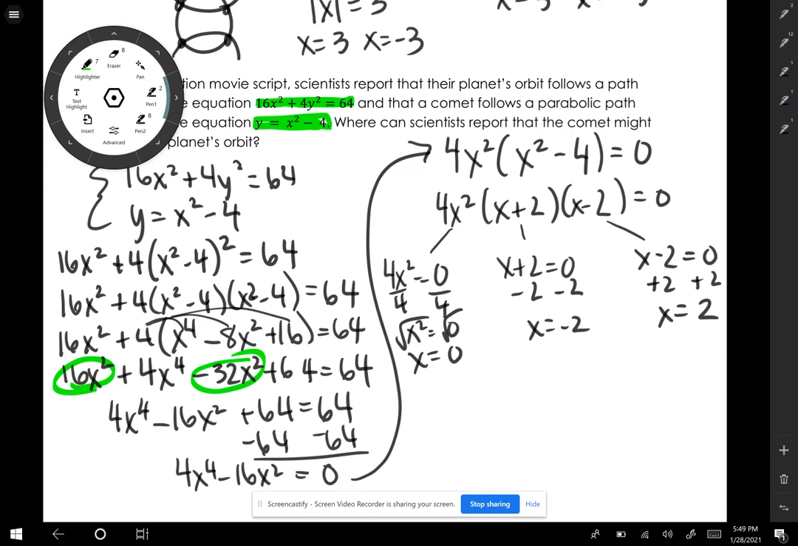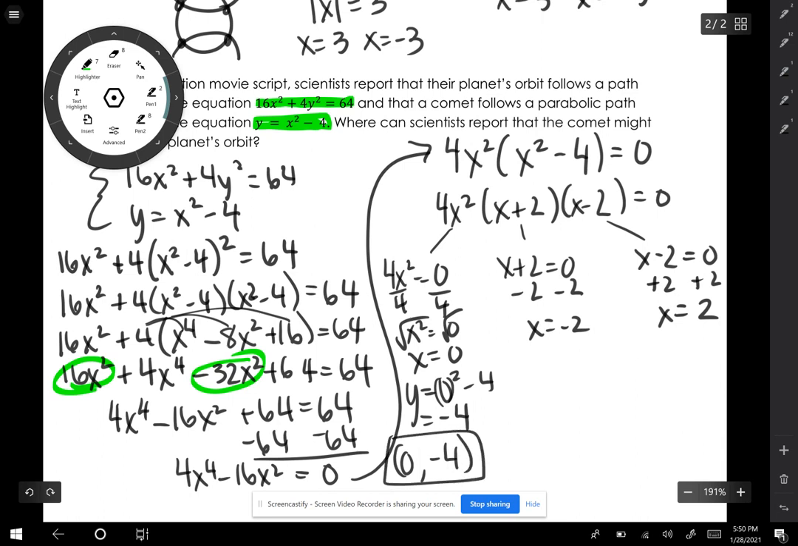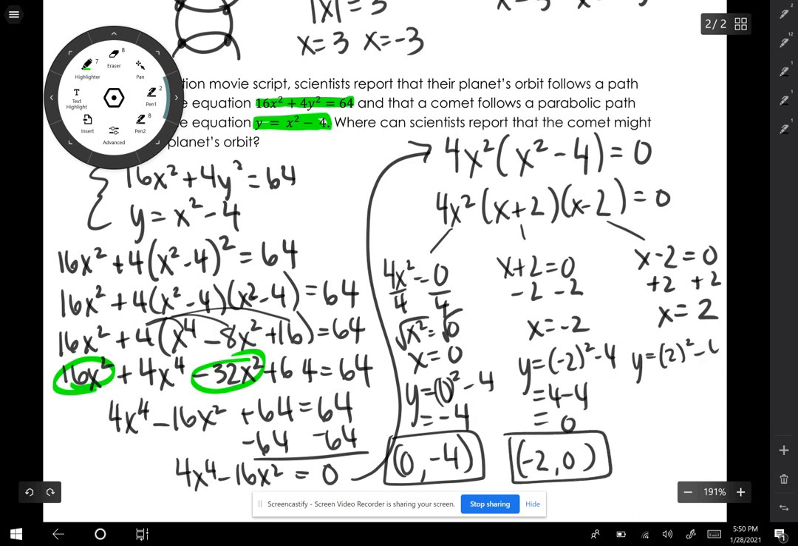Now we need to plug these values in one at a time for x to find our y values. So starting with x equals 0, I get y equals, notice I'm going to use that second equation, 0 squared minus 4. So that is negative 4. That means our point is 0, negative 4. For the next one, y equals negative 2 squared minus 4. So I get 4 minus 4, which is 0. So that point would be negative 2, 0. And for the last one, y equals positive 2 squared minus 4. Still get 4 minus 4, which is 0, which means that last point is 2, 0.